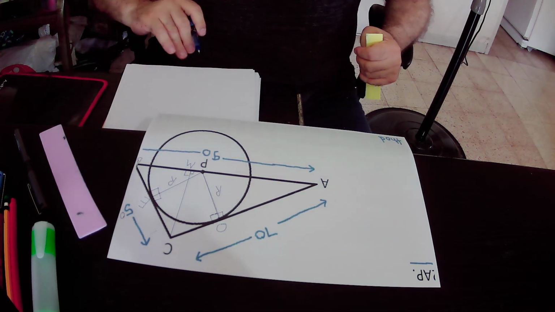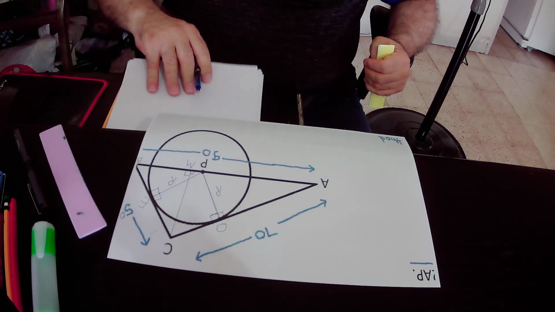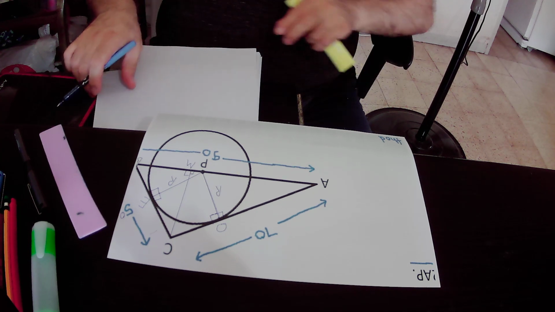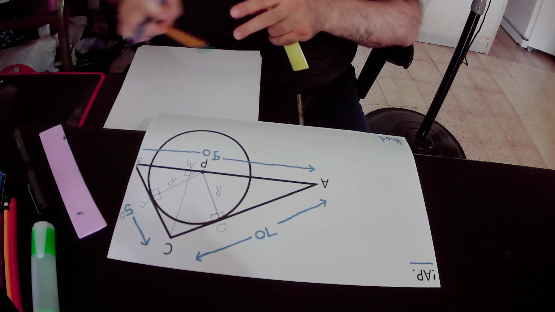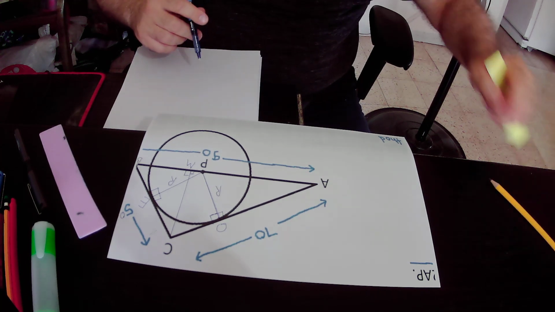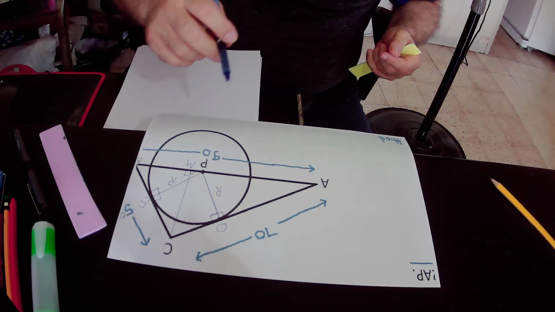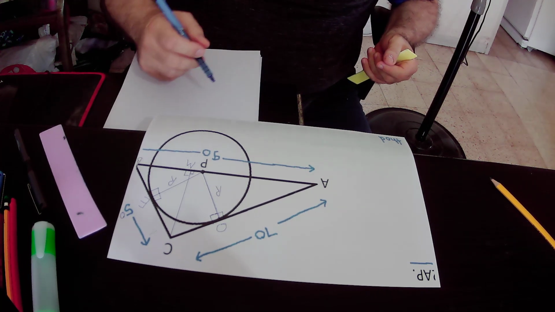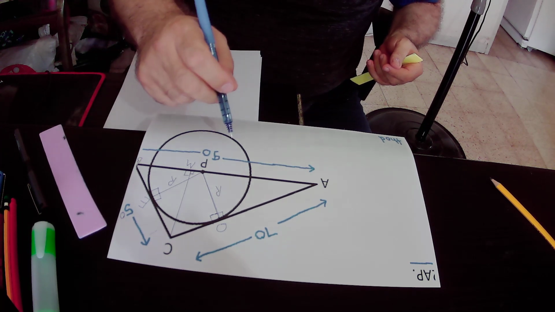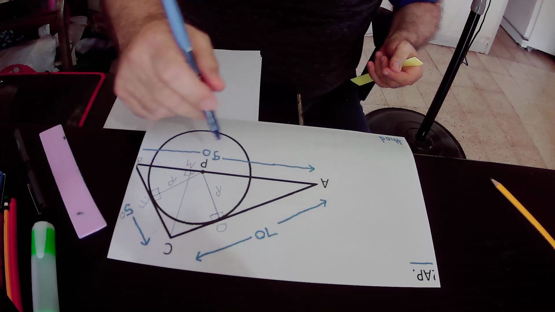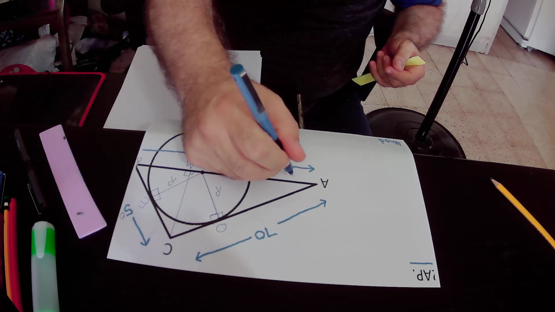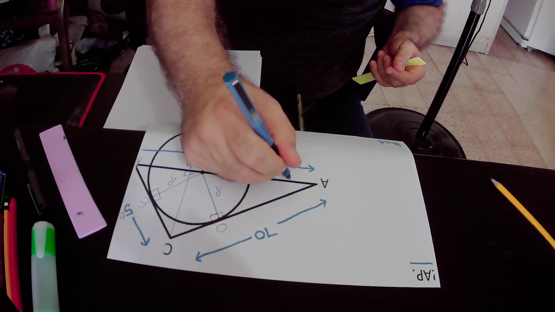Okay, so now I will mark angle PAO, or BAO, or BAC. This angle I will mark as alpha.